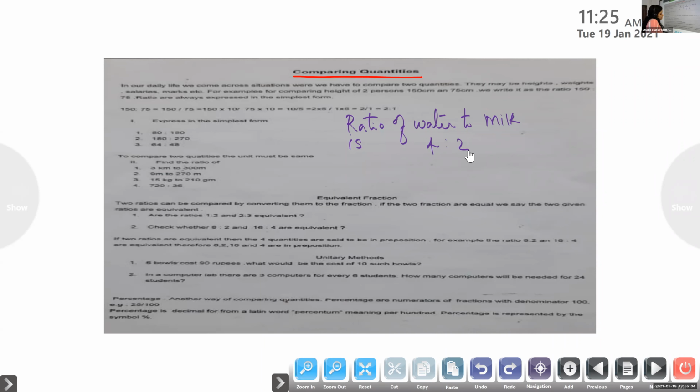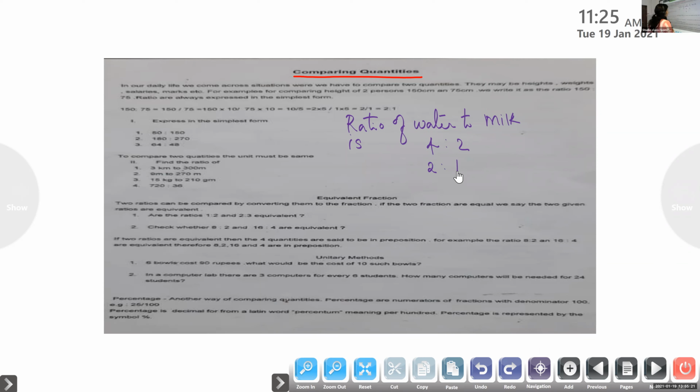We have to reduce it and write, isn't it? So what will it become? When you reduce it by the common factor 2, 4 by 2 is 2, and 2 by 2 is 1. So it is 2 is to 1. Did you understand?